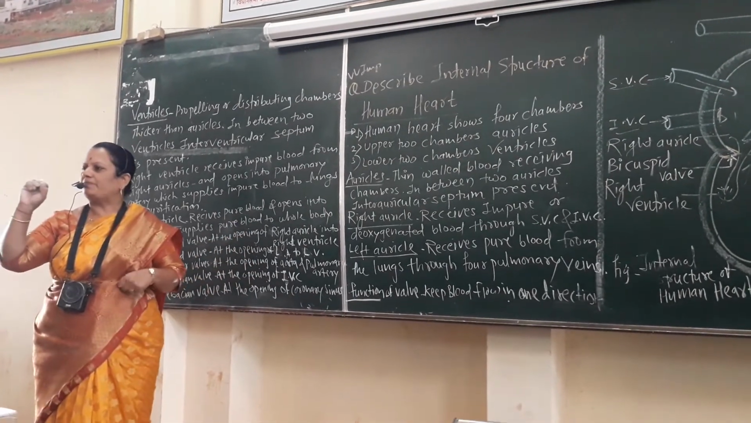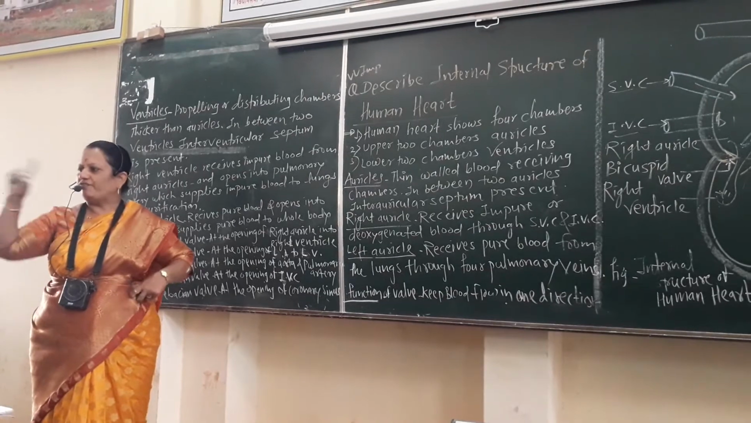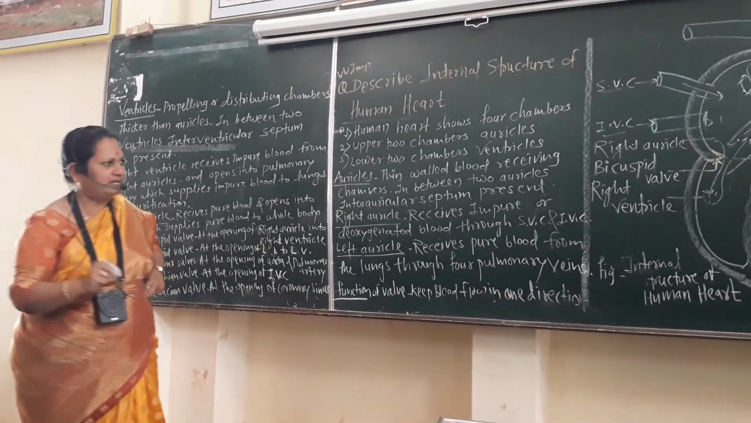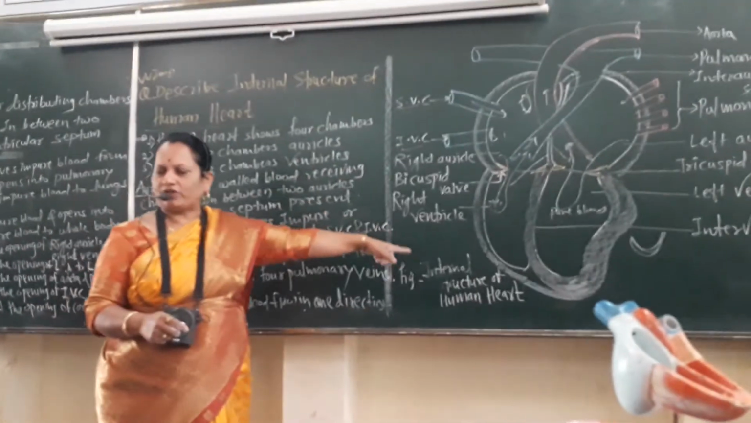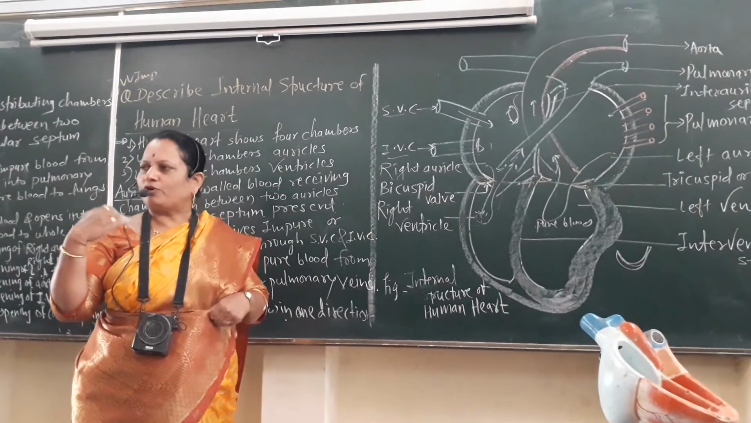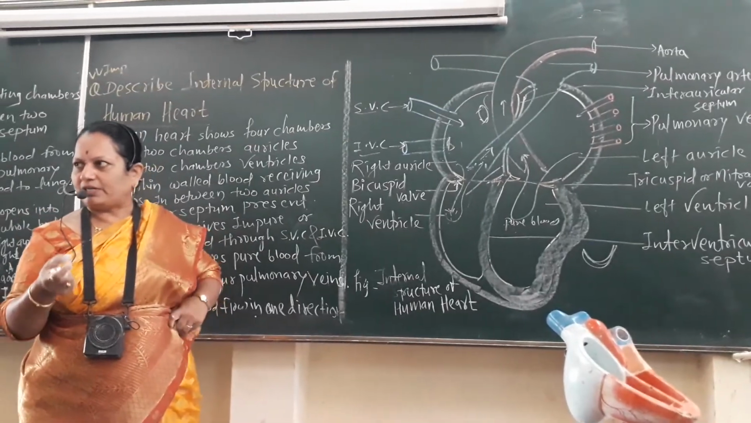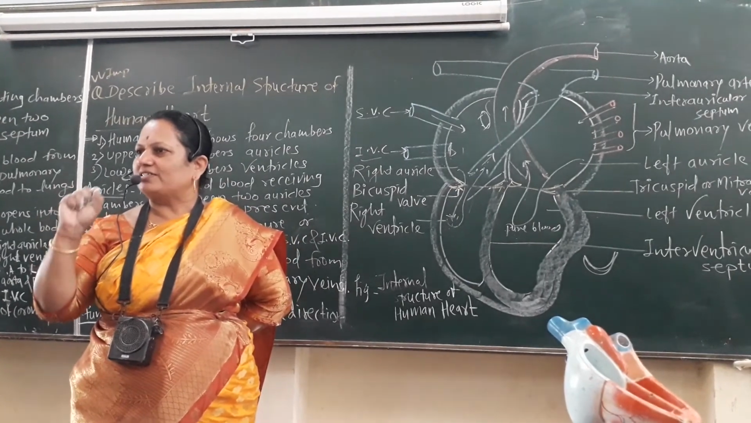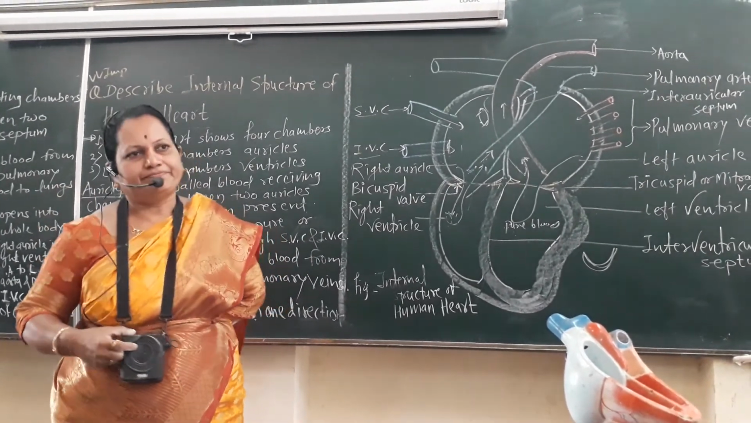What are the functions of valves? To maintain blood flow in one direction during contraction and relaxation of the human heart. Okay? How many chambers are there? 4 chambers. What is the overall function of the heart? The human heart is the most important organ, which supplies pure blood to the body, collects impure blood from the body, and the impure blood is supplied towards the lungs for purification.